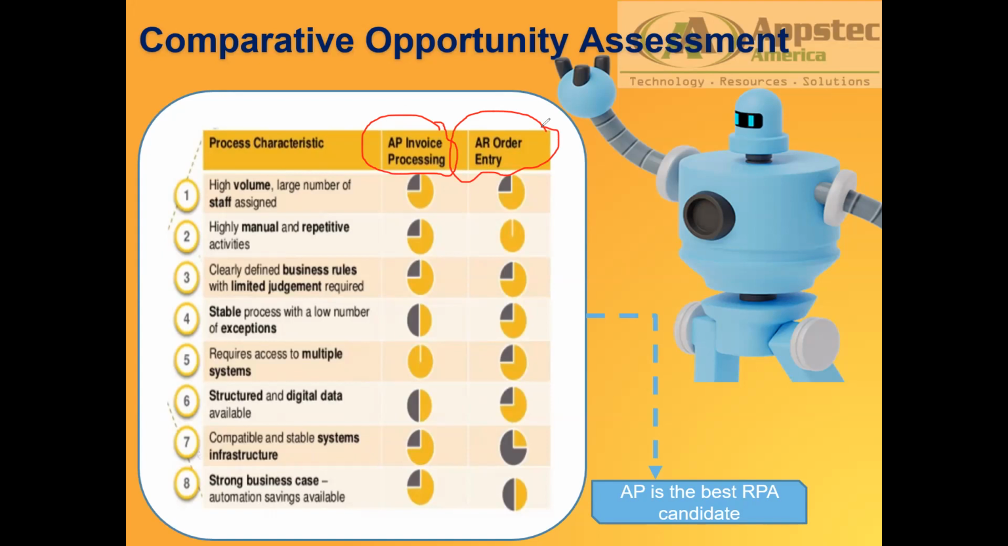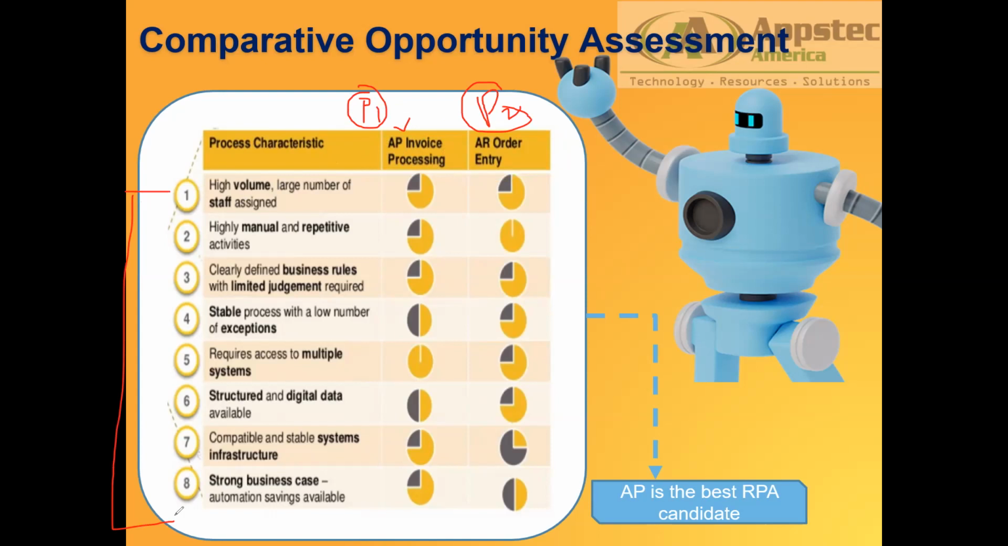So let's say I have similarly two processes, and I need to evaluate which process is best for me to automate. Let's say one is accounts payable invoice processing, and another is order entry. These are two distinct processes, by the way. This is my process one, and this is my process two. These are the evaluating parameters on which I'm judging both processes to understand whether I should automate them or not.